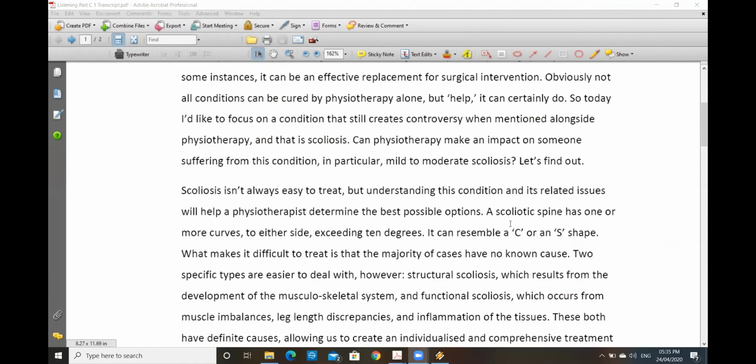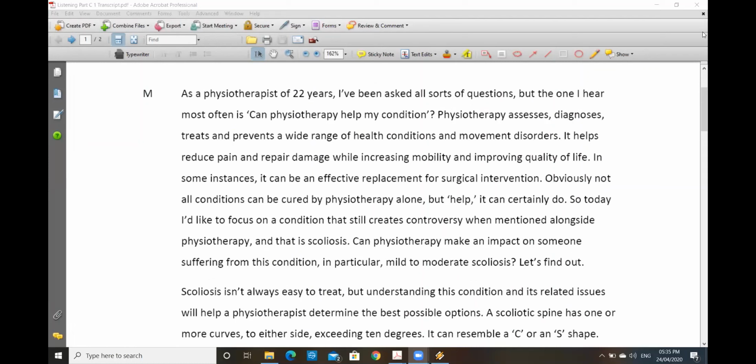Okay, so if you can see the transcript here, he started explaining how physiotherapy prevents, treats, and assesses and diagnoses a wide range of conditions. It reduces pain, improves quality of life, improves mobility, and in some instances, so this was not the main point that he was trying to make.